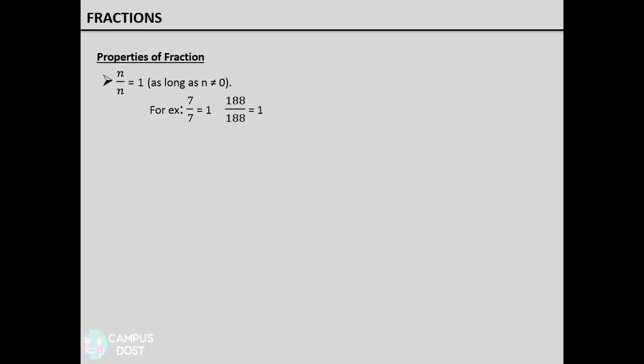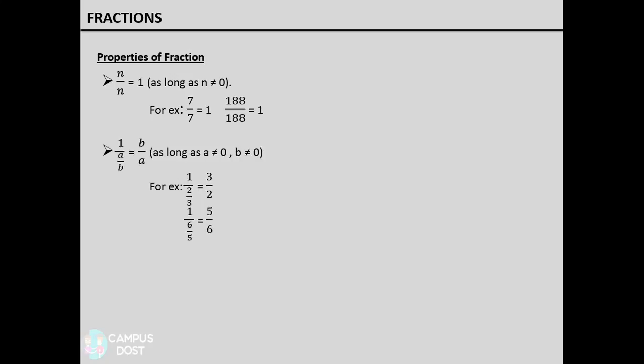Alright, another property says that n over n is always equal to 1. Notice that we have the condition here that n cannot equal 0, since 0 over 0 does not equal 1. In fact, 0 over 0 is undefined. Here are a few examples that demonstrate this property.